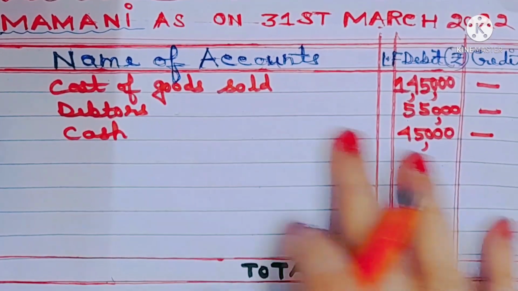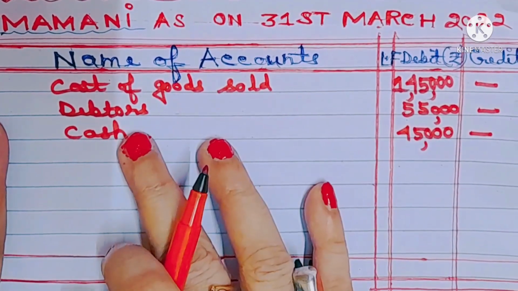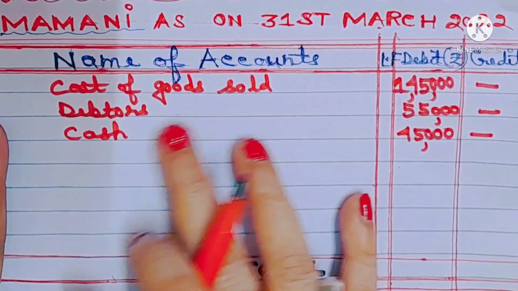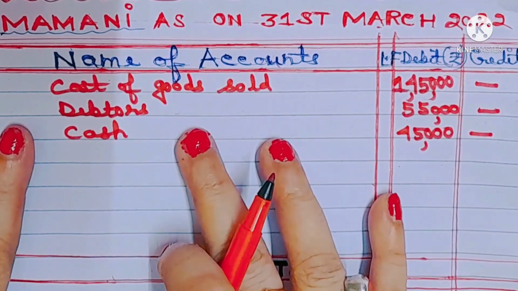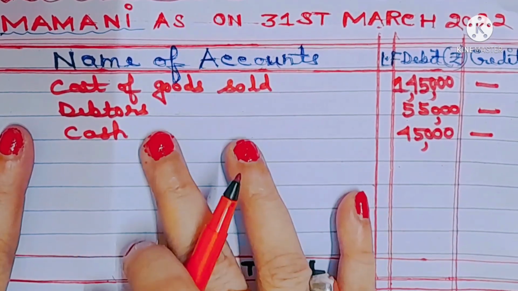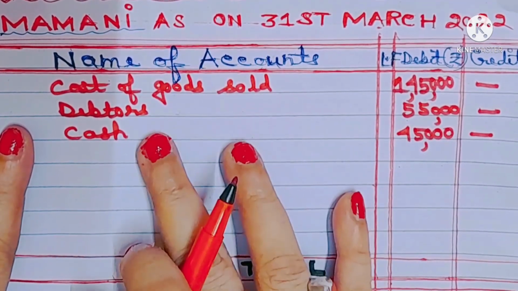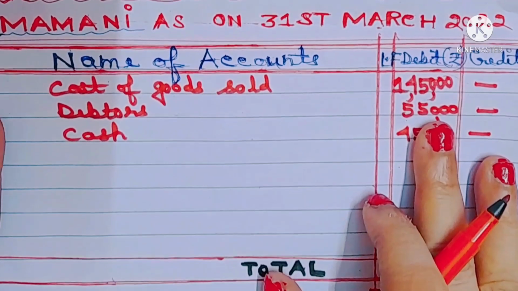But why cash has a debit balance? Because cash falls under real account. According to real account, what comes in is debit. Here, from the business point of view, cash comes into the business. So cash account will be debited. Understood? Let's see the next account.